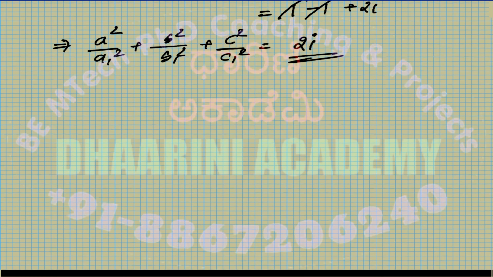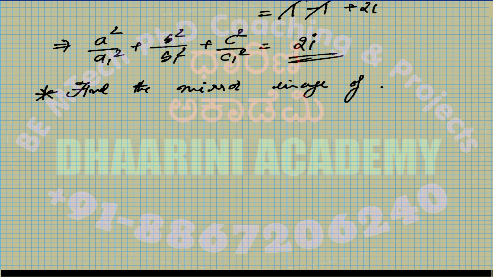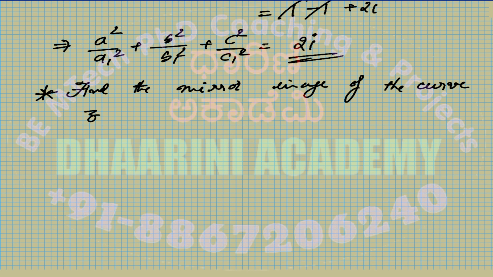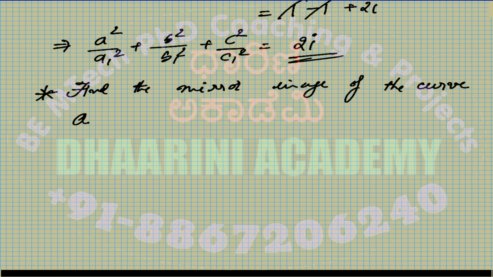All right. Next question. Find the mirror image of the curve ARG of Z minus 3 divided by Z minus i equals pi by 6.